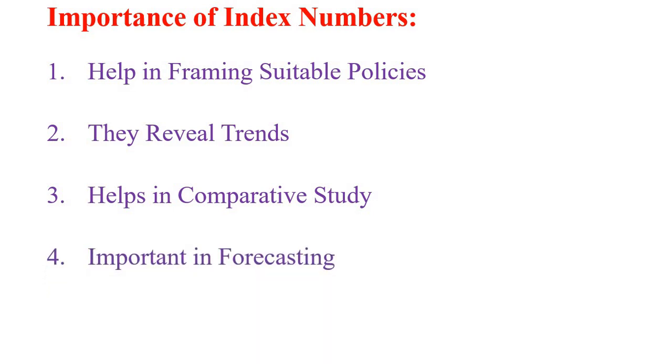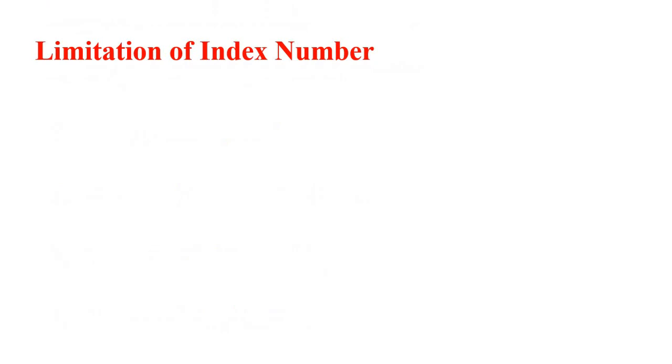Then it is important in forecasting. We can use it for time series analysis, historical study, long-term trends and seasonal variation. These are the places where we can forecast. The last one is universal application. Universal application means that worldwide, many countries use it for economic, commercial and social concepts. These are the importances of using index numbers.